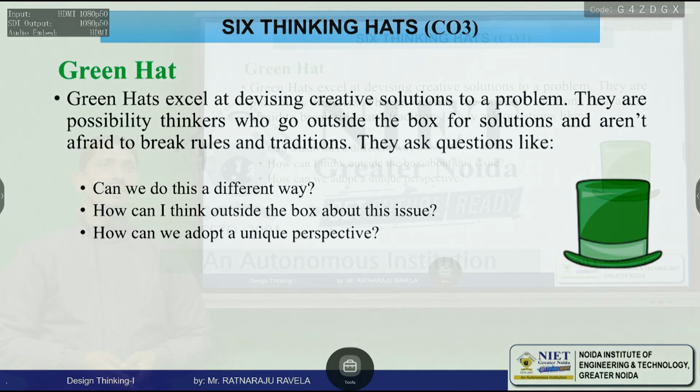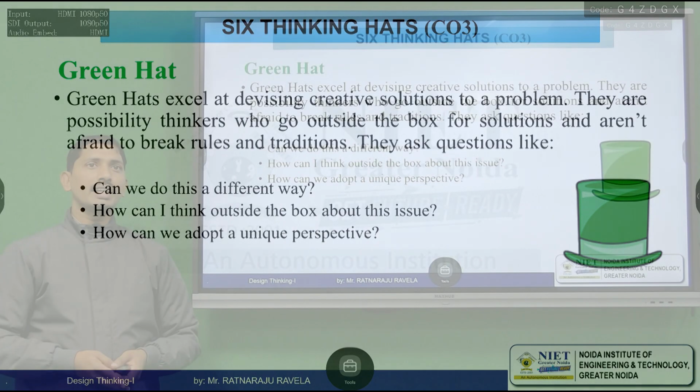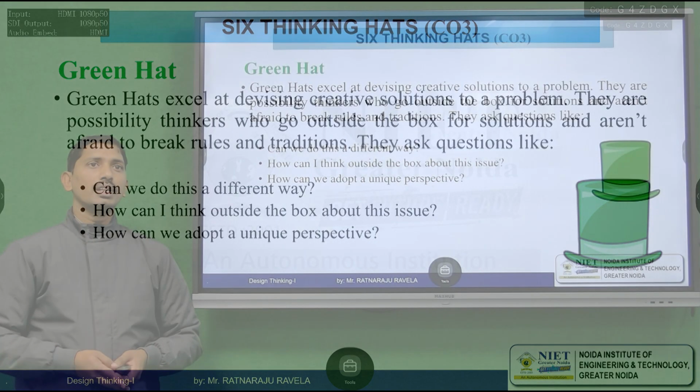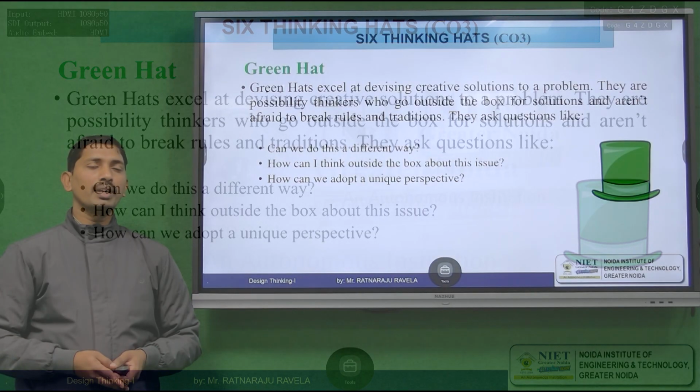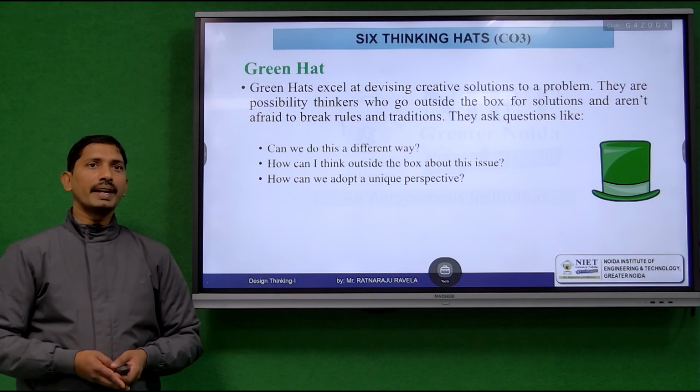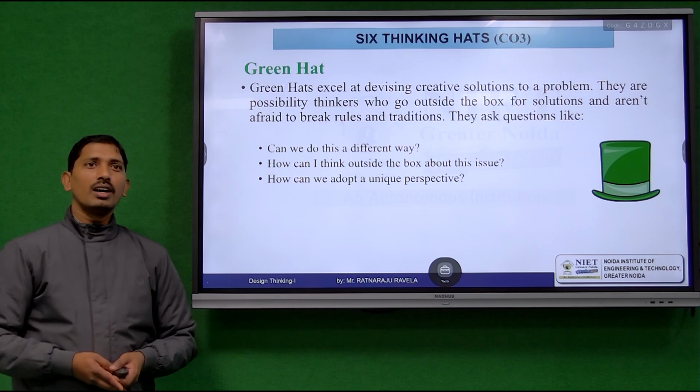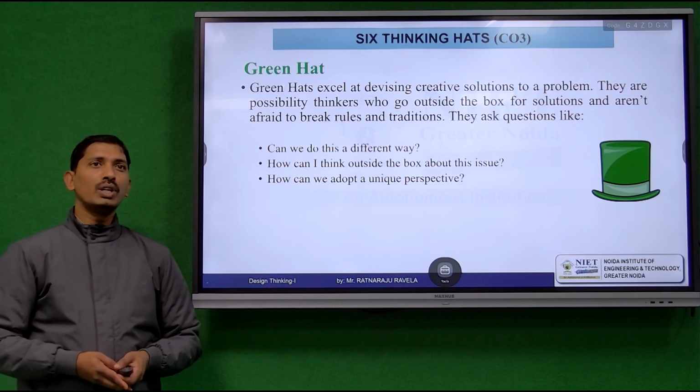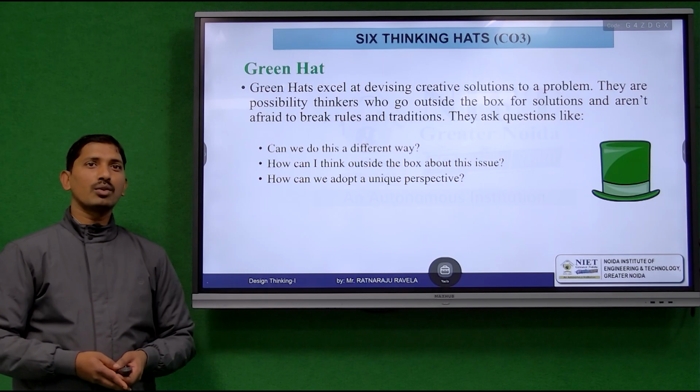Coming to the next hat, green hat. Green hat excels at devising creative solutions to a problem. Here we will be mainly focusing on the creativity of that particular idea. Suppose implementing this idea, how creatively we can generate the revenue, or how creatively we can see the positive impact on the customers, or the growth of the customers, or the satisfaction of the people who are implementing that particular idea.